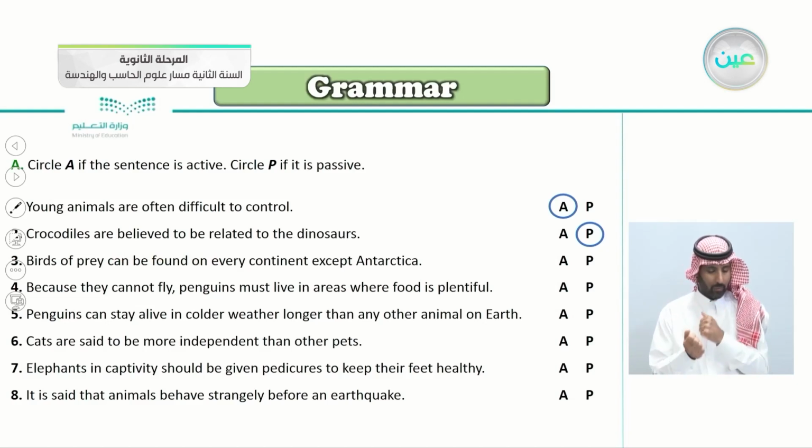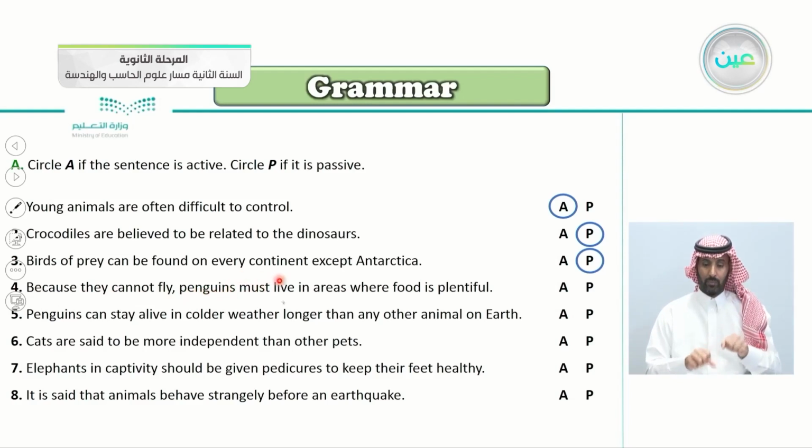So this one is also, yes, passive. Number four, because they cannot fly, penguins must live in areas where food is plentiful. Because they cannot fly, this is the sentence here, penguins must live in areas where food is plentiful.